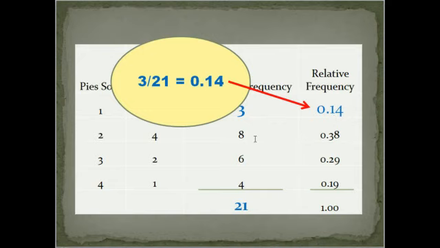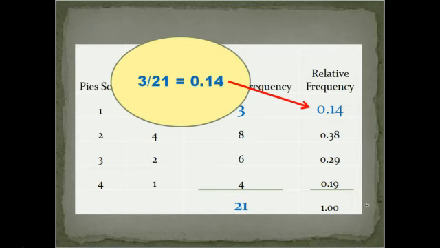For the next column, I would simply divide 8 by 21, that would give me 38%, 6 by 21, which would give me 29%, etc. And that's really all you have to do to calculate relative frequency. You'll notice the percentages always add up to 1 or pretty close to it. Sometimes you'll have some rounding error. It'll be 99% or 101%.